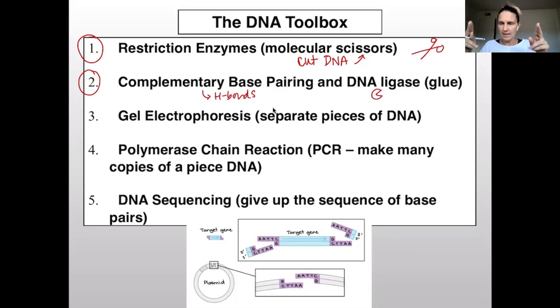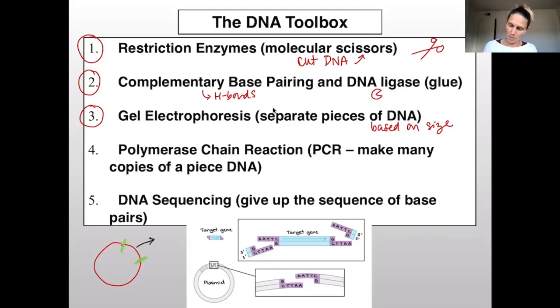So here we can cut DNA out of a genome, and now we can glue it back in to someplace else. Right? We're going to see that gel electrophoresis is a way that we can separate different pieces of DNA, and this is going to be based on their size. Right? So for example, if we had a circle piece of DNA and we cut here and here, we can then run it on a gel to separate this smaller piece away from the bigger piece.